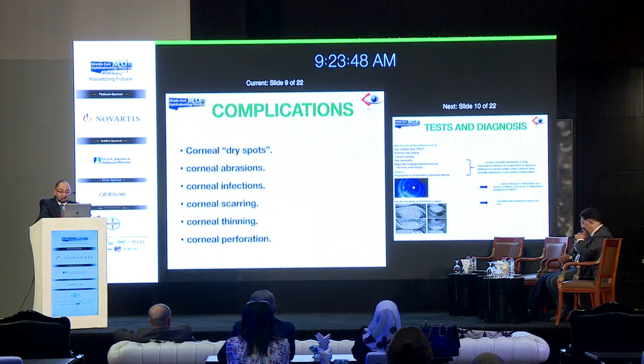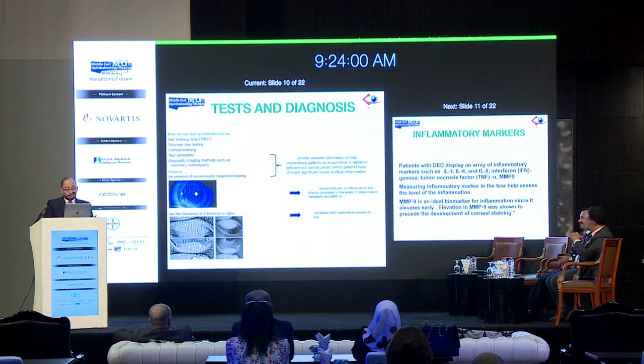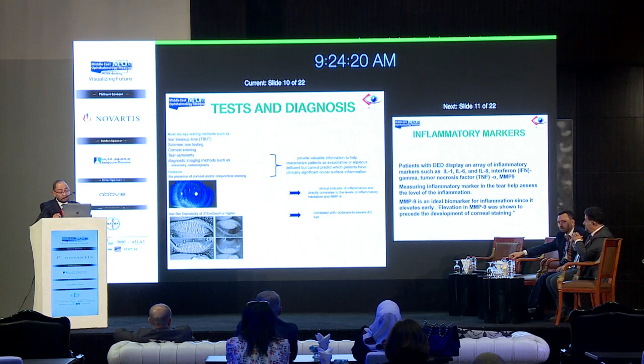Now, the complications, as Imad mentioned, include corneal dry spot, corneal abrasion, corneal infection, scarring, thinning, and perforation. The tests we have are variable, so I will go through the tear breakup time, which I depend on a lot, Schirmer test, corneal staining, and tear osmolarity, as shown by Imad in different positions, mostly in the lower part. A tear osmolarity higher than 316 milliosmol shows significantly that this patient has dry eye resulting from MGD or dry eye syndrome.